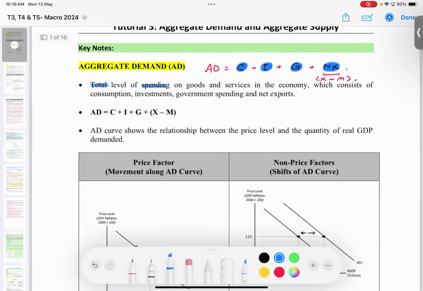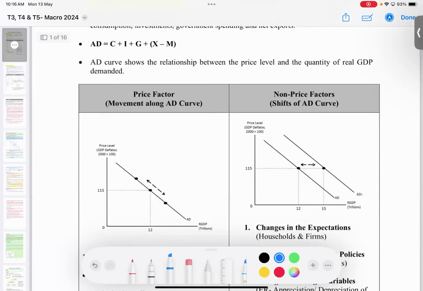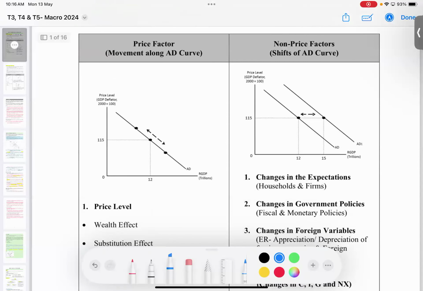So now let's have a look into the price factor and the non-price factors. Aggregate demand is just like a demand curve, which is downward sloping. But remember, now we look into the total demand in the economy itself, no longer from the individual perspective, no longer from the market perspective, but in the whole economy. Let's have a look into the graph over here. When you look into the price factor, you have price level on your left axis and real GDP on the y-axis. It's a downward sloping curve, like you can see here. This is your aggregate demand curve.